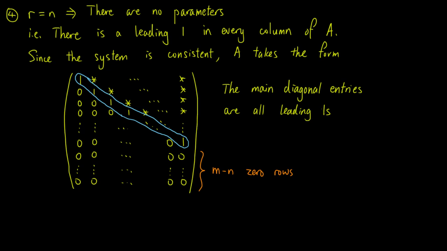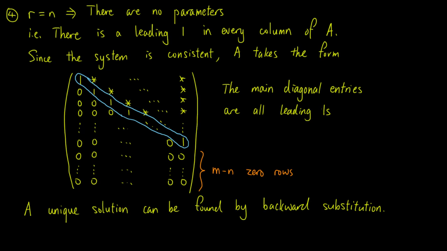It is clear now that by doing backward substitution, we can find a unique solution to the system, because whenever a value of an unknown is put into an equation, there is only one variable left in the equation, so its value can also be uniquely determined.